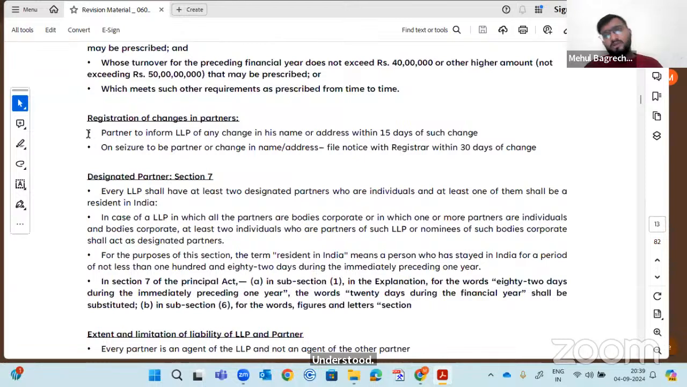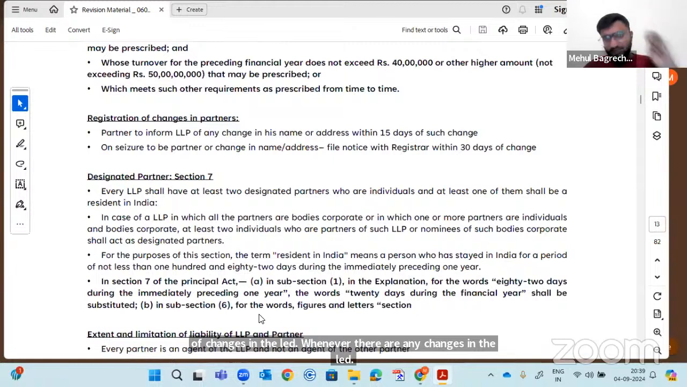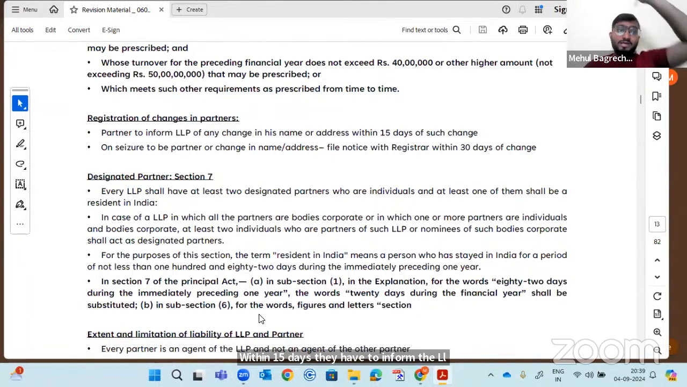Registration of changes in the LLP. Whenever there are any changes in the LLP, within 15 days, they have to inform the LLP. LLP has to inform the registrar within 30 days.